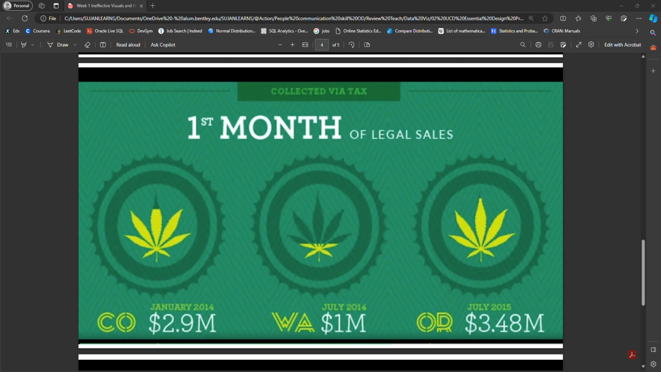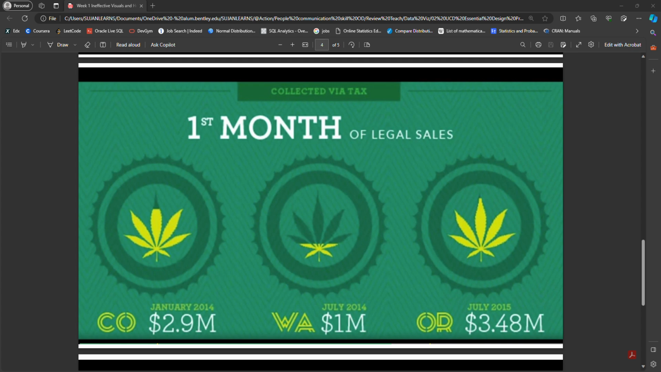Today, I'll be talking about the second example of ineffective visuals and how to improve them. The second example is about the marijuana industry. As we know, the United States has legalized marijuana for recreational use. It has been done by several states, and as a result, the tax revenue has increased.